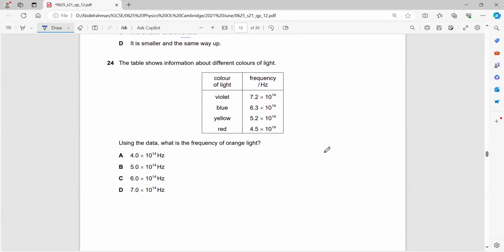Table shows information about different colors of light. Using the data, what is the frequency of orange light? Roy G. Biv. Orange is somewhat between red and yellow. It should be somewhere here. So it's about 5 times 10 to the power of 14. Yes.